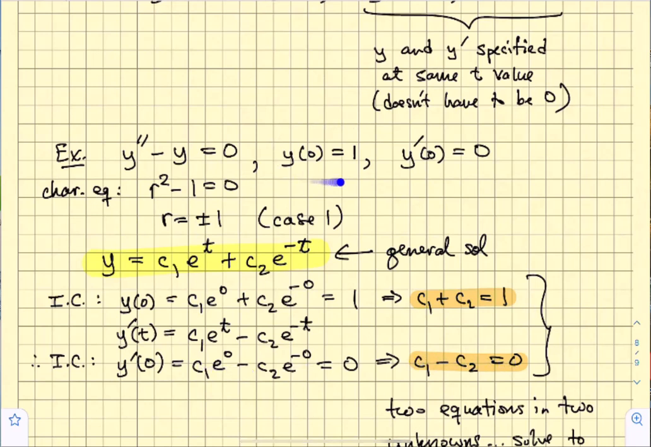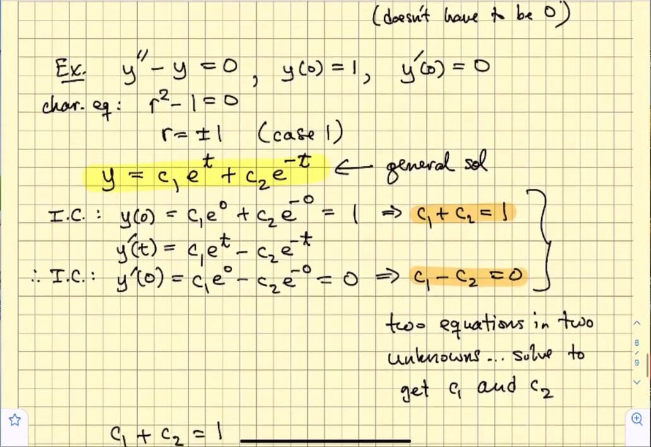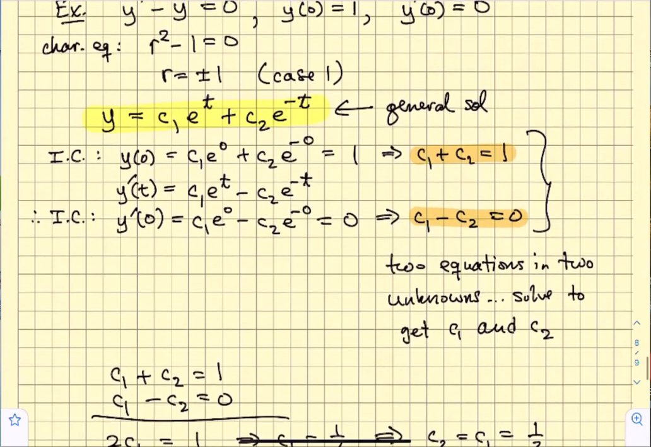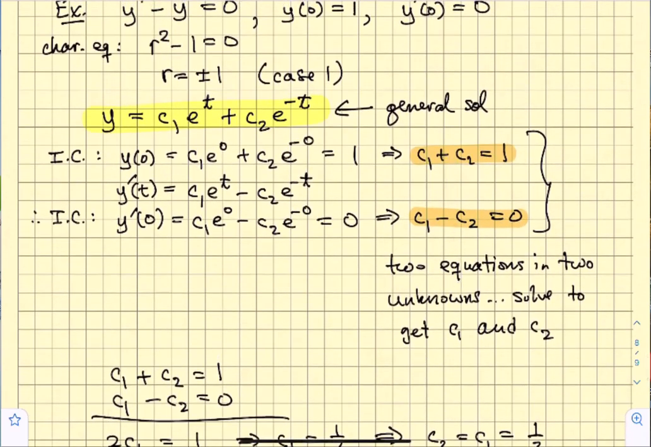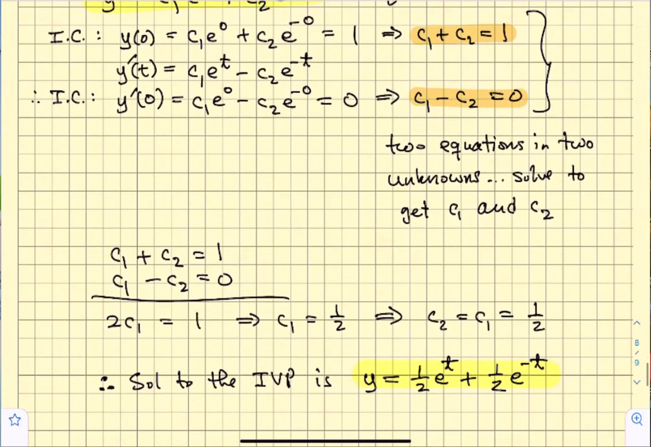So notice this is a little bit different than what we did in the first order case. It's a little bit more involved. This ended up giving me one equation and two unknowns. This gave me another equation and two unknowns. When I take these two equations and two unknowns together, we solve them by our favorite method. And when we solve them, that will give us the values of c1 and c2. You can solve these any way you want to. Here I just use the elimination method. I get that c1 is a half. I get that c2 is a half.